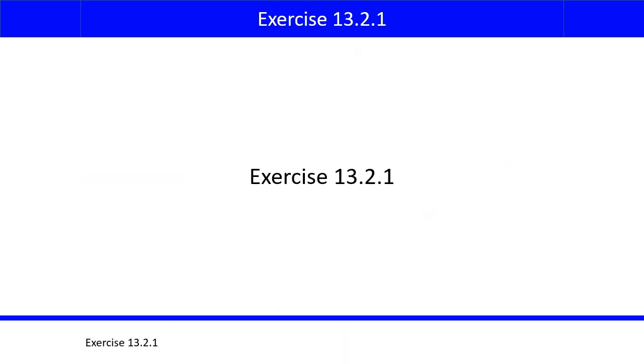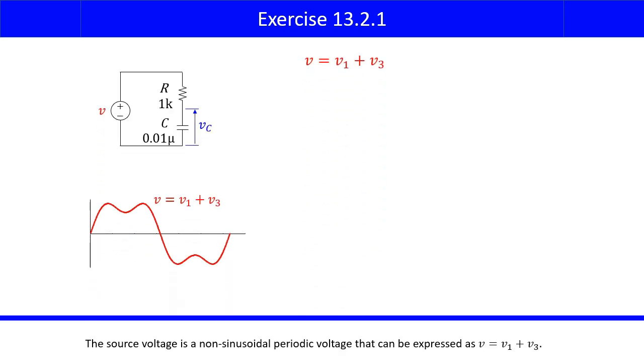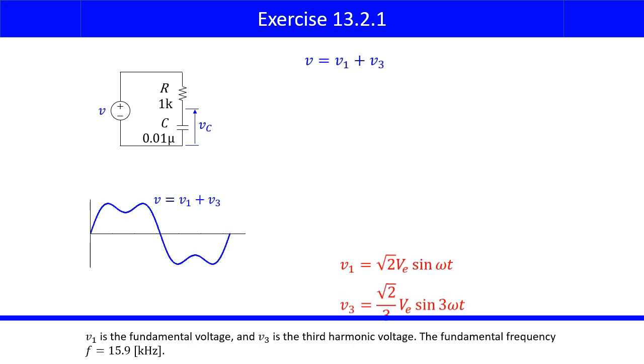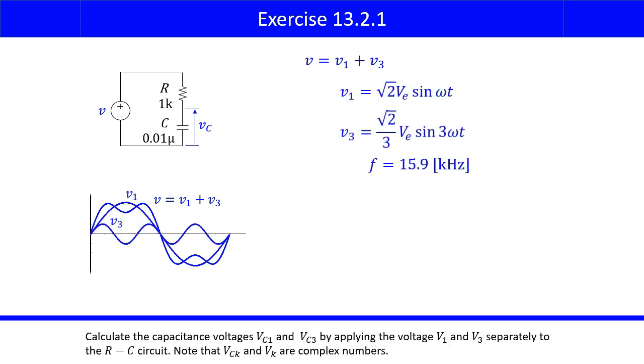Exercise 13.2.1. The source voltage is a non-sinusoidal periodic voltage that can be expressed as V equals V1 plus V3. V1 is the fundamental voltage, and V3 is the third harmonic voltage. The fundamental frequency f equals 15.9 kHz. Calculate the capacitance voltages Vc1 and Vc3, by applying V1 and V3 separately to the RC circuit.